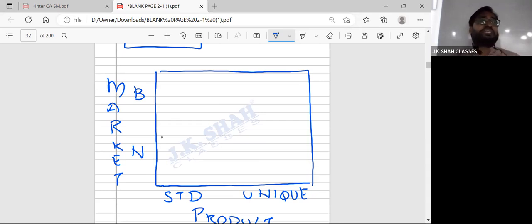McDonald's, they're selling their burgers all over the world. This is broad market. But let's say I want to set up a burger outlet just outside our JK Shah Classes Nungambakkam branch. Only one branch. We have no other branch. And do you think making this burger is difficult?